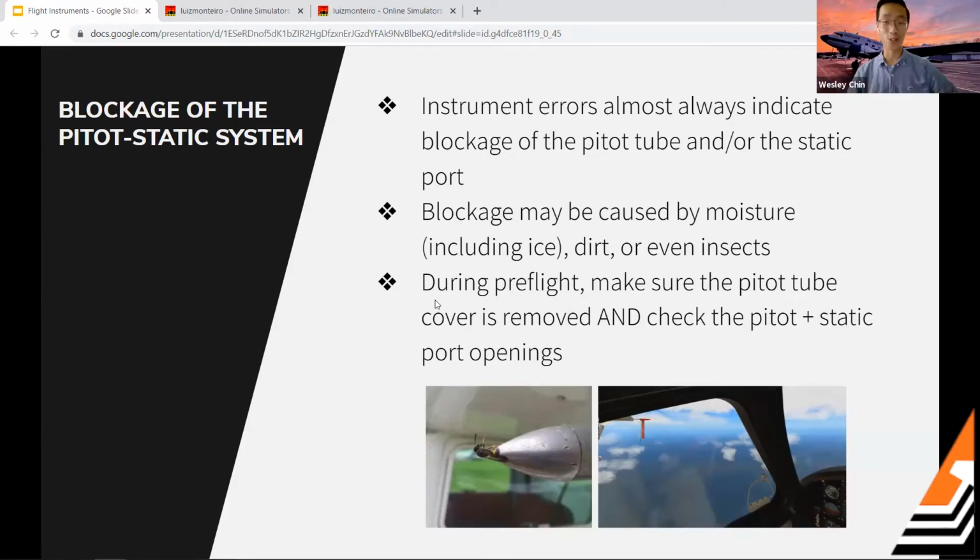Also, so how do we prevent this? During your pre-flight, make sure that you remove your pitot tube cover. You don't want to be like this over here, and also check your pitot and static port openings just to make sure that they're unobstructed.